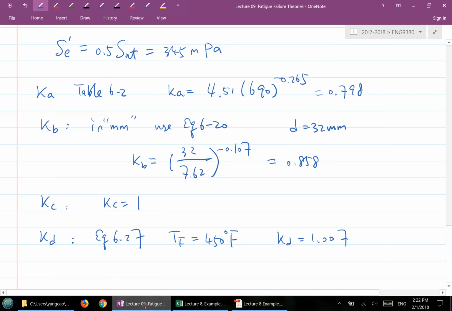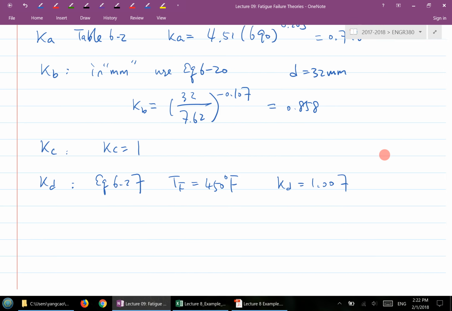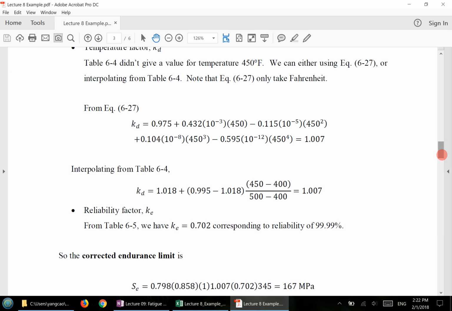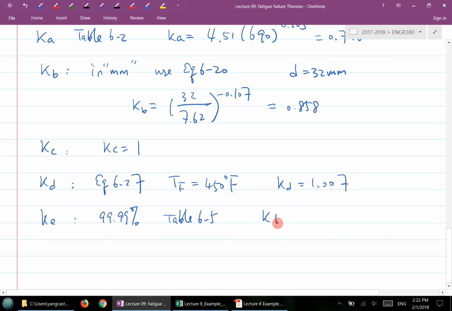Once you get Kd, the last one is the reliability factor. The question gives you 99.99%. In this case we're going to use table 6-5. If you look at table 6-5, there is an exact reliability of 99.99, so you can find the Ke easily. That's 0.702.